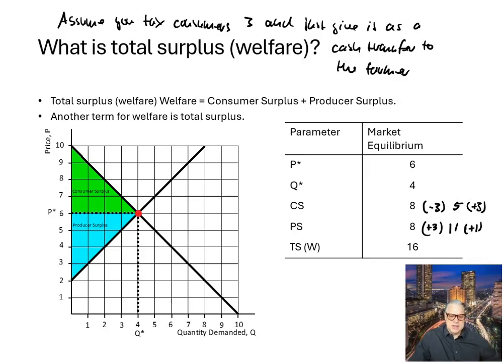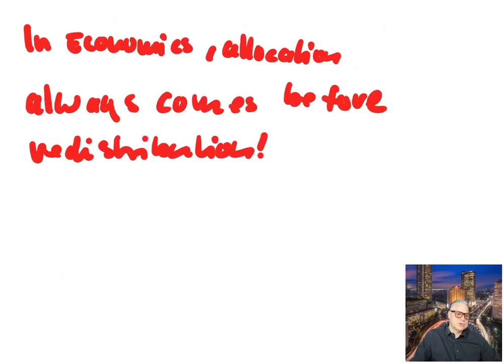And a price ceiling is nothing else but redistributing welfare from the producers to the consumers. And it is also much better than a price floor, which is essentially nothing else but redistribution of surplus from consumers to producers. So in economics, and this is really true, allocation always comes before redistribution. And again, what that means is it is a good public policy to let markets clear first.